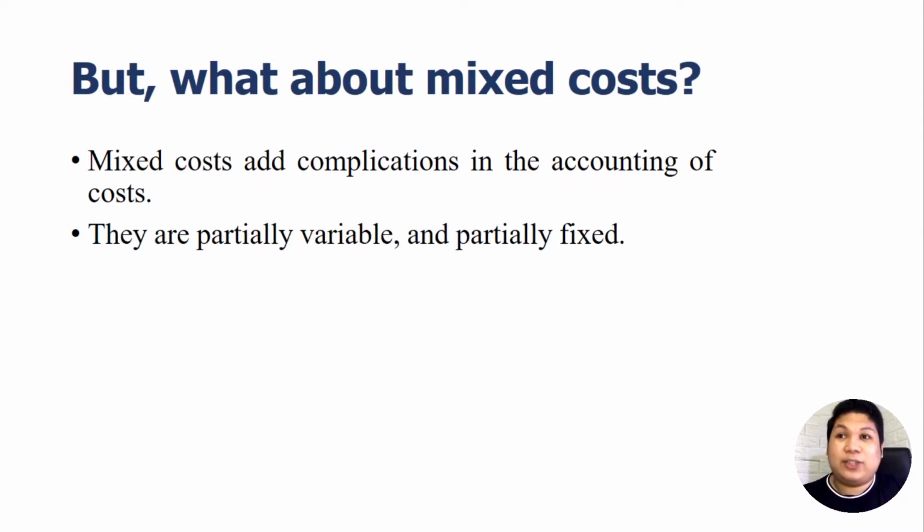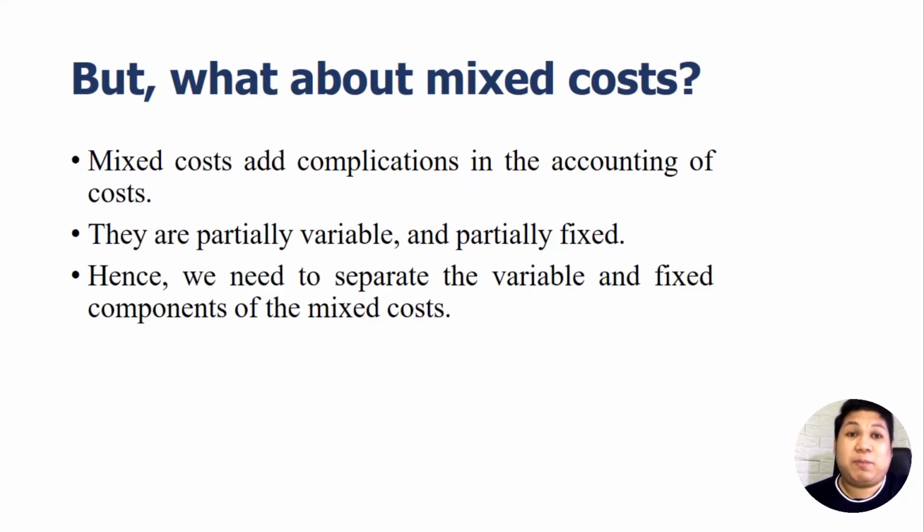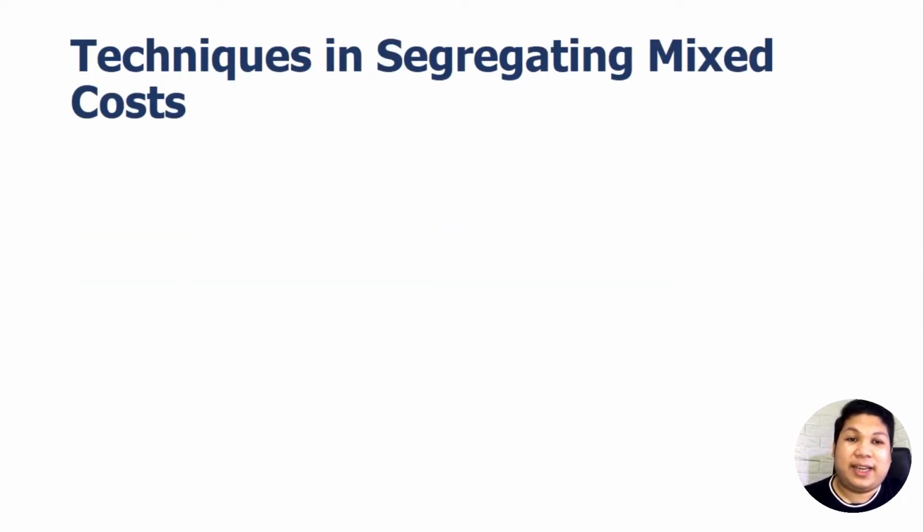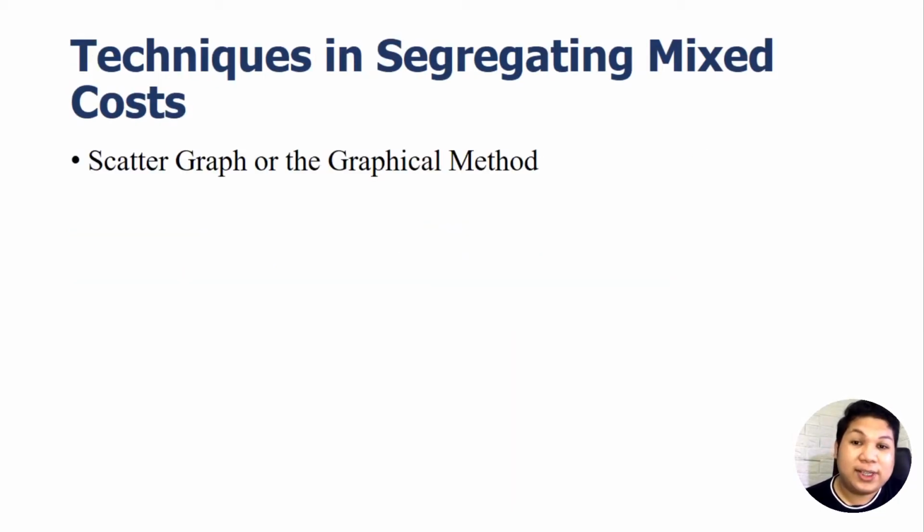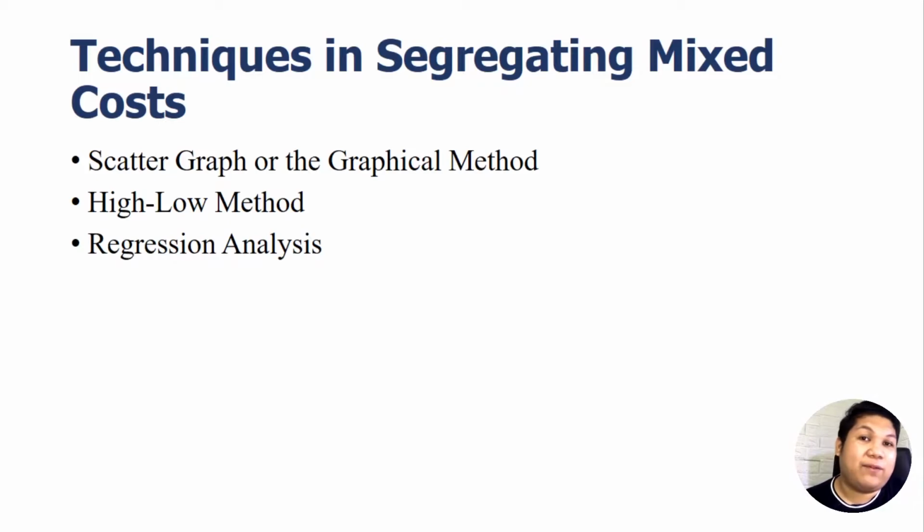So there is a need to segregate which is variable and which is fixed. Hence, we need to separate the variable and the fixed components of the mixed cost. So this is where our discussion will focus, okay? How to segregate mixed costs, variable or fixed. So here are the techniques in segregating mixed costs. First, the scatter graph or the graphical method. The second one, the high-low method. And of course, the third one, the regression analysis. So there are only three techniques in segregating mixed costs, and we will focus in this video on the scatter graph and the high-low method.